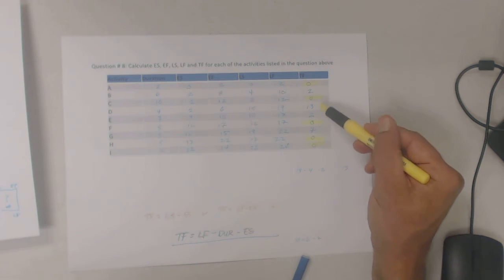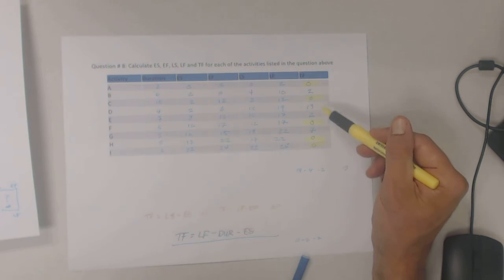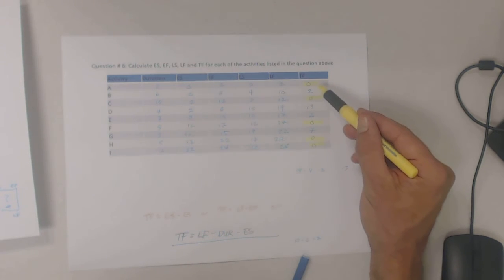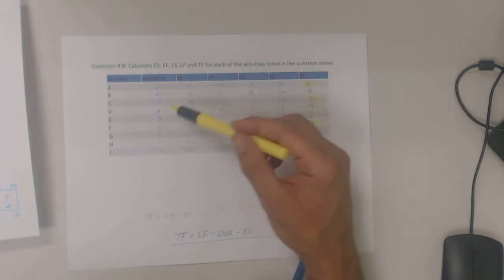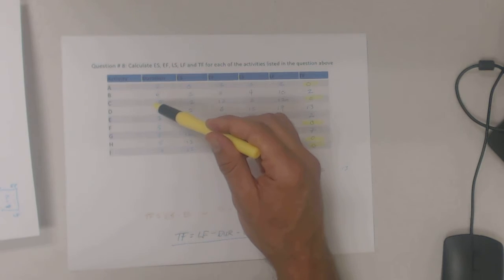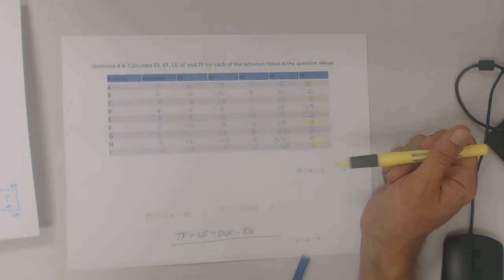The ones I highlighted, again, to underscore what I was trying to communicate the first time, these activities have absolutely 0 wiggle room. I either hit that 2-day duration or I delay the entire schedule. I either hit this 10-day duration or I delay the entire schedule.